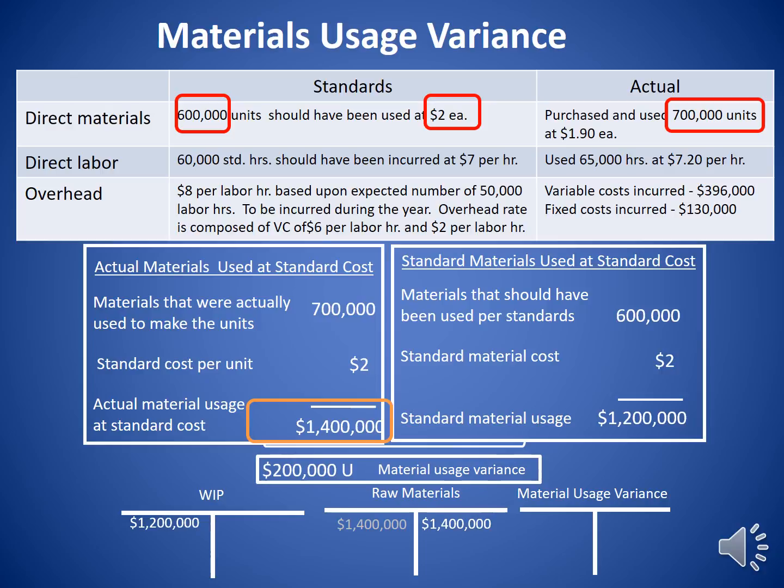And lastly, we have to record the material usage variance. In this case, it happens to be an unfavorable variance of $200,000. So we debit the material usage variance for $200,000. And you'll remember what I said earlier, that if we have an unfavorable variance, that will end up as a debit in the variance account. If we have a favorable variance, that will end up as a credit in the variance account.